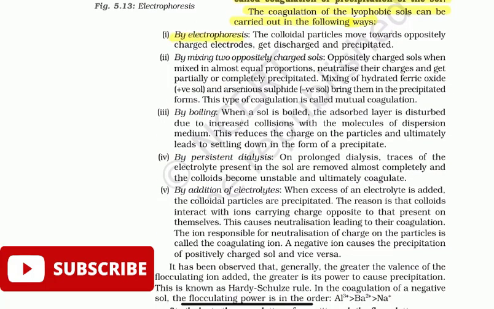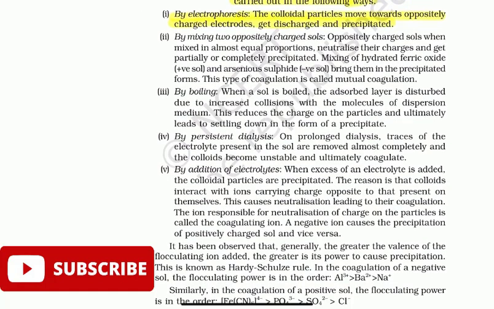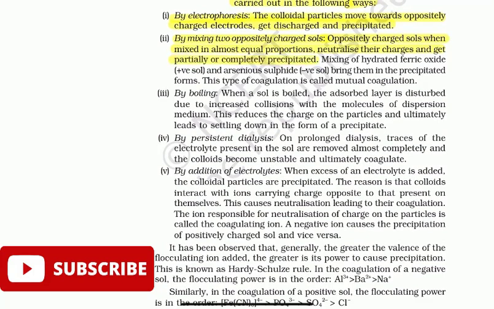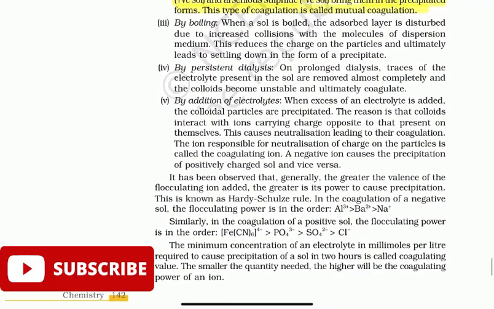By electrophoresis, the colloidal particles move towards oppositely charged electrodes, get discharged and precipitated. By mixing two oppositely charged sols. Oppositely charged sols, when mixed in almost equal proportions, neutralize their charges and get partially or completely precipitated. Mixing of hydrated ferric oxide and arsenious sulfide bring them in precipitated form. This type of coagulation is called mutual coagulation.